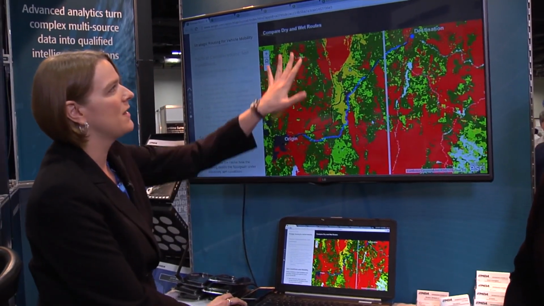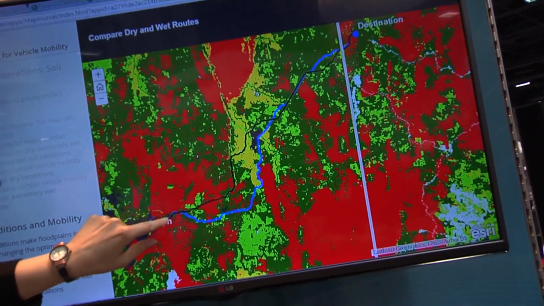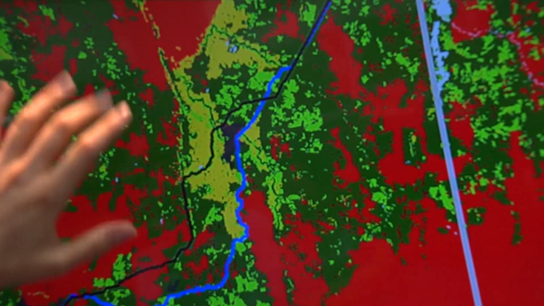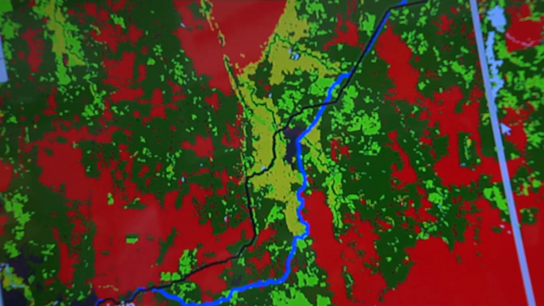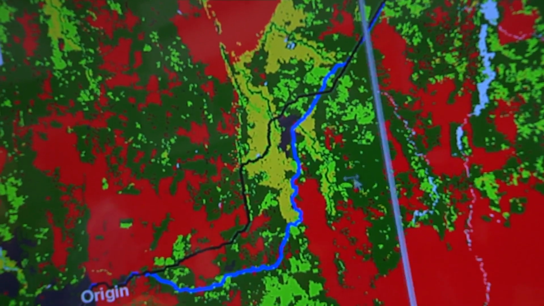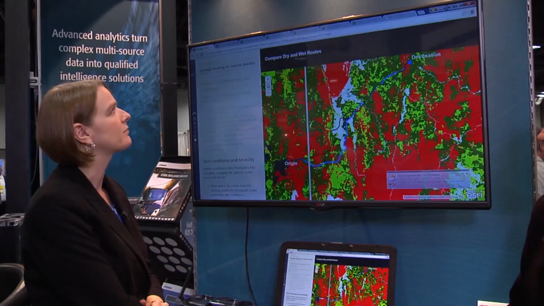So for example, on this side, we have a mobility map under dry conditions and the black route showing you what it would recommend that you take. Under wet conditions here, you can see in the blue route how it would recommend that you bypass that floodplain. So that's a common type of terrain analysis that we do.